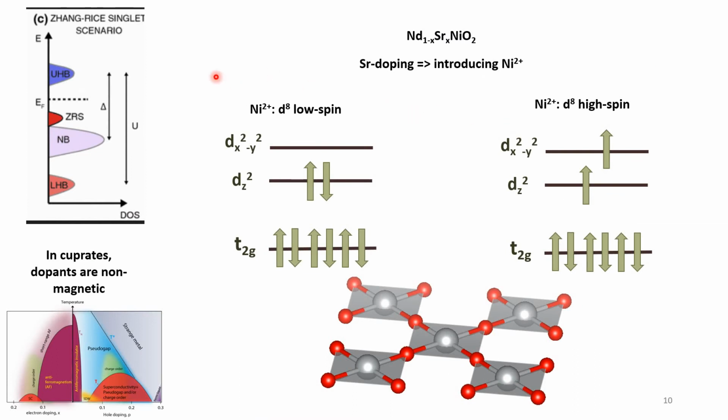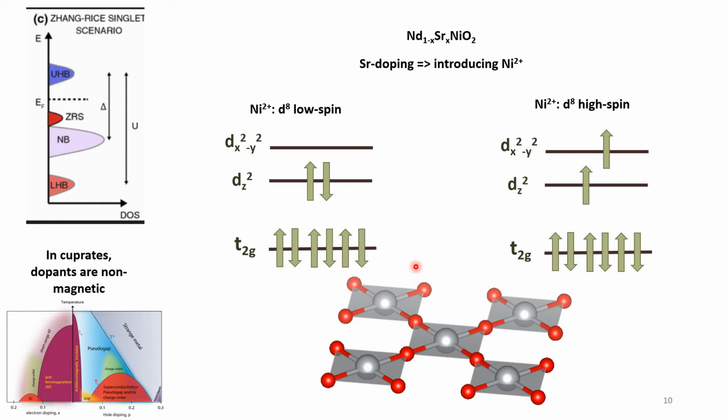The second question we wanted to address in this talk is what happens when you strontium dope neodymium nickel O2. When you dope it with strontium, you introduce holes in the system, and these holes go in the nickel d bands, which are the states that are closer to the Fermi level in these nickelates. And these nickel 2+ dopants that appear can be either low spin or high spin, depending on the strength of the crystal field splitting versus the Hund's rule coupling.